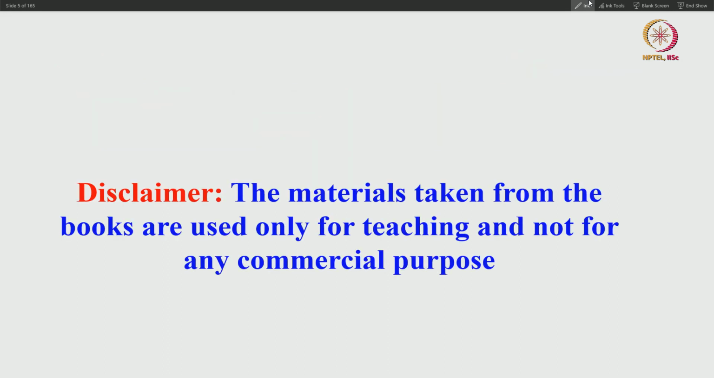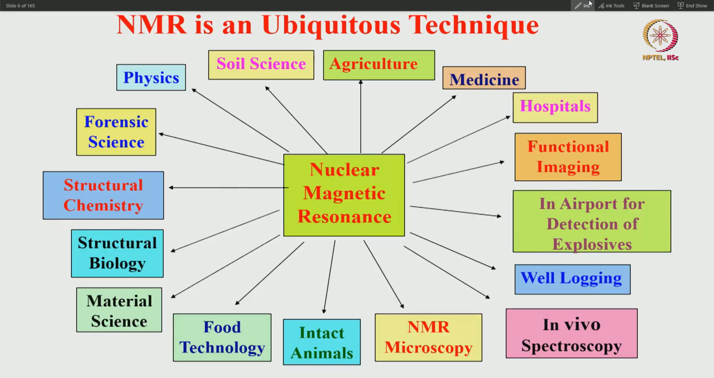I would like to mention at this stage that the materials taken from the books are used only for teaching purposes and not for any commercial purpose. A lot of books have been referred to, and a lot of spectra, information and material that is required to be discussed have been taken from a large number of books. But I would like to stress again, it is only for teaching this course. No part of this will be copied and displayed to or distributed to anybody.